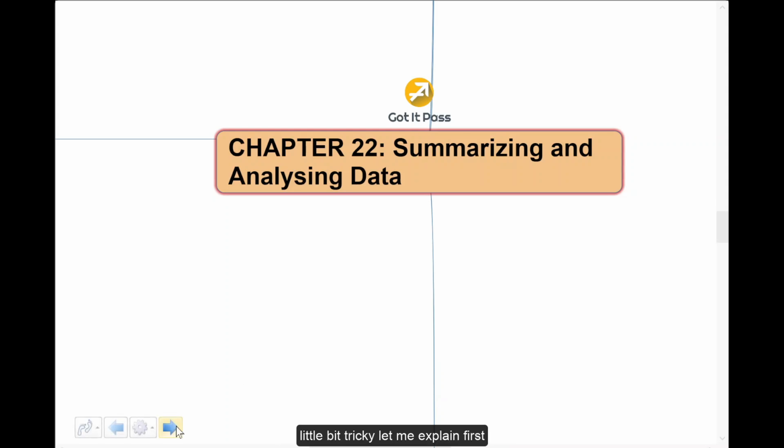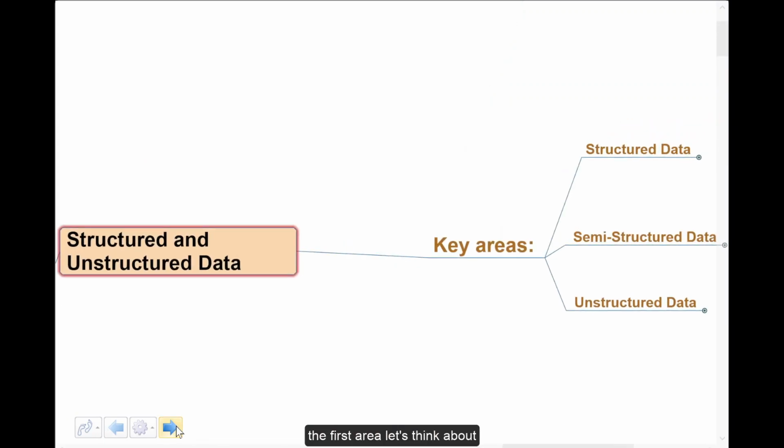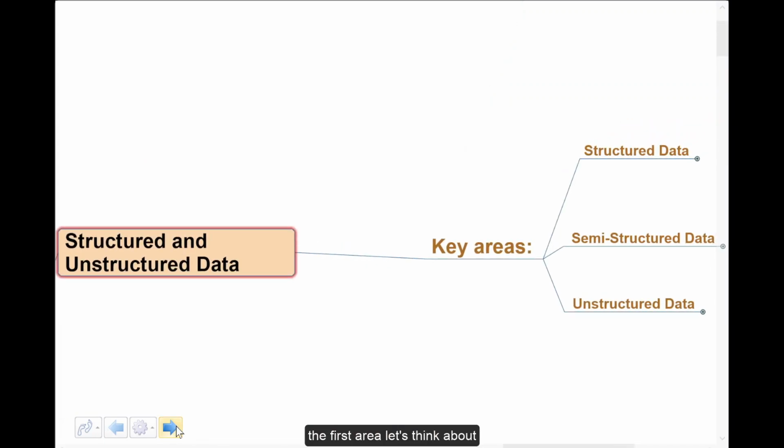Let me explain. First things first, when we think about data, or indeed understanding data, what the chapter does and what the ACCA want us to do is to be able to define data in different forms. So let's take a look at the first area. Let's think about structured and unstructured data.